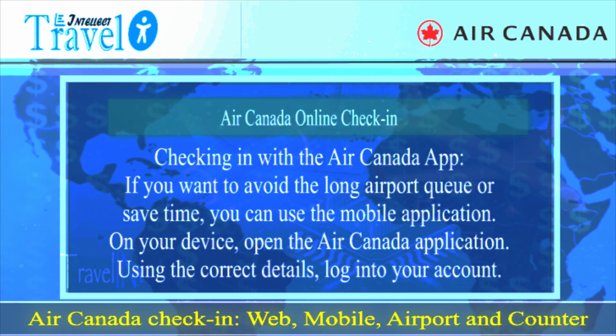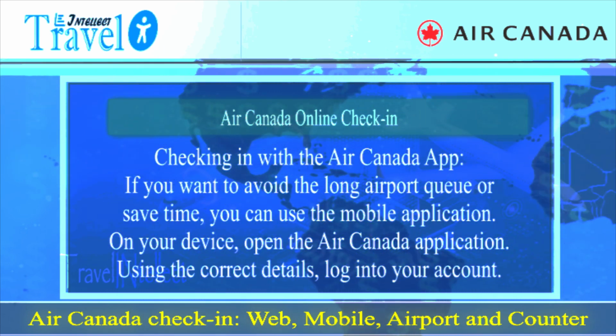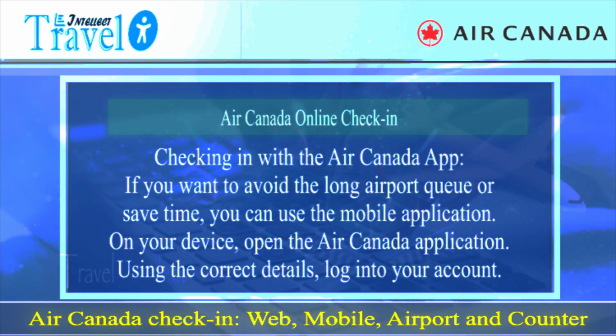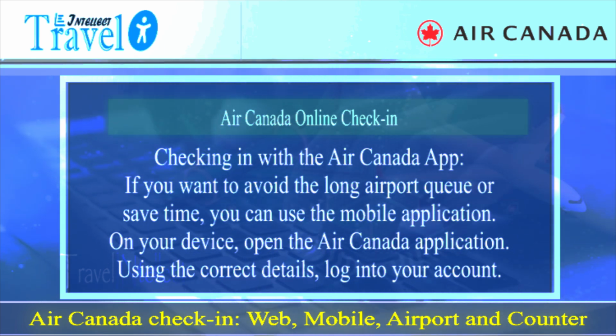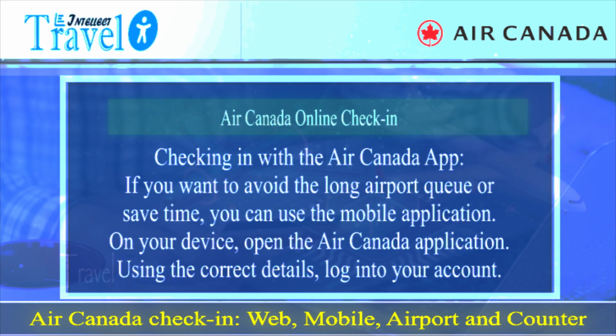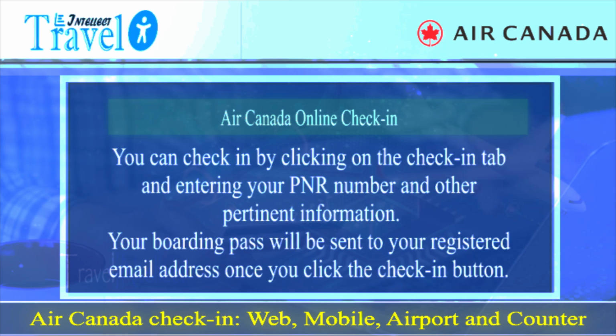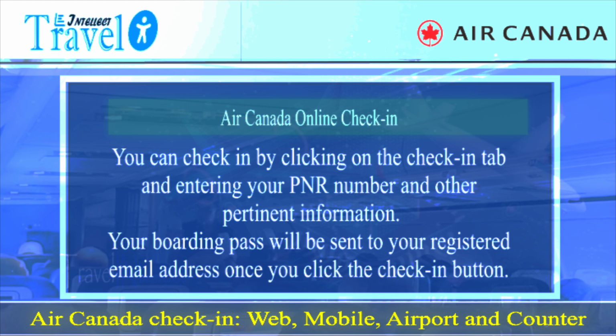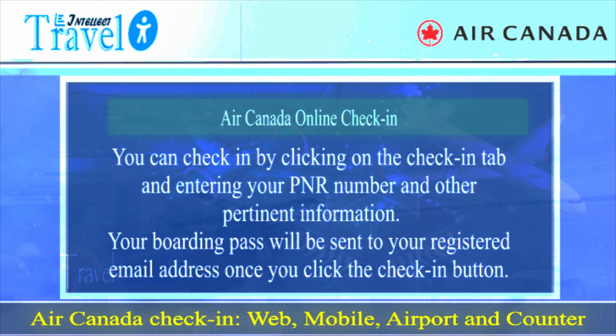Checking in with the Air Canada app. If you want to avoid the long airport queue or save time, you can use the mobile application. On your device, open the Air Canada application. Using the correct details, log into your account. You can check in by clicking on the check-in tab and entering your PNR number and other pertinent information. Your boarding pass will be sent to your registered email address once you click the check-in button.